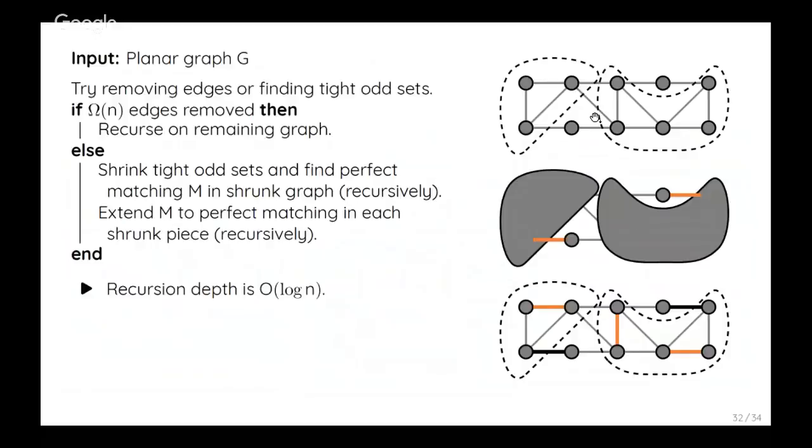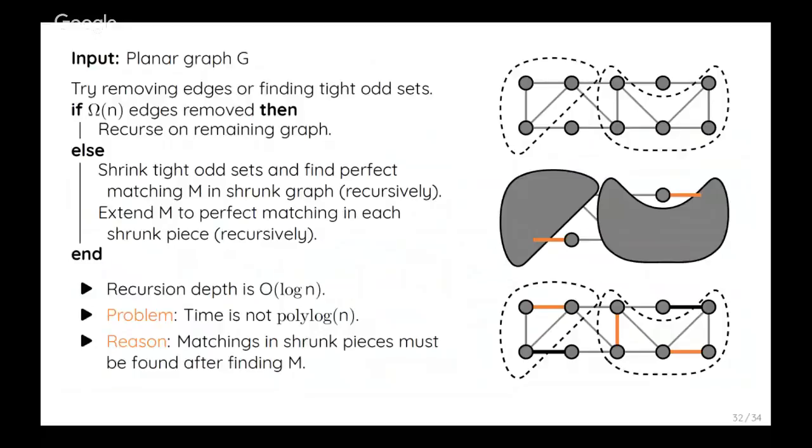So from the graph on the top, I get to this graph, which has only 4 vertices, right? Now in the shrunk graph, I find the perfect matching, and then I extend this perfect matching into each of the shrunk pieces to get a perfect matching in the whole graph, right? The thing that's guaranteed is that this shrinking procedure reduces the size of my graph by a constant factor, so the recursion depth here is logarithmic.